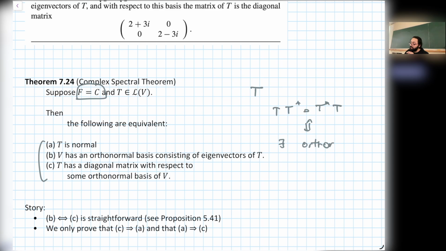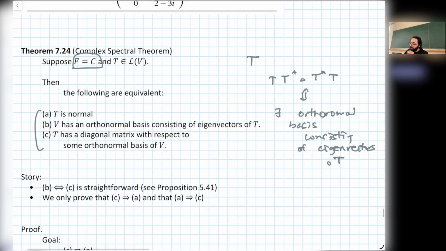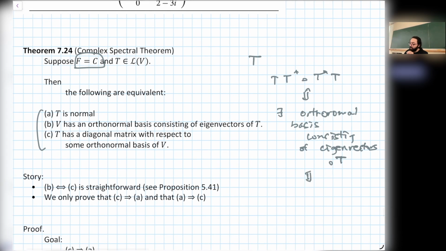orthonormal basis consisting of eigenvectors of T. So it's basically saying if you have a normal operator, then it's guaranteed that there would exist some orthonormal basis, each element of which is an eigenvector of the operator. It's a very strong characterization to think about. And this is essentially the same as saying that there's an orthonormal basis in which it's diagonal.